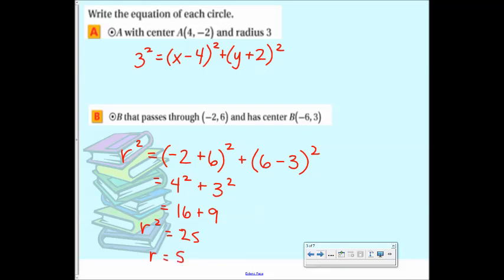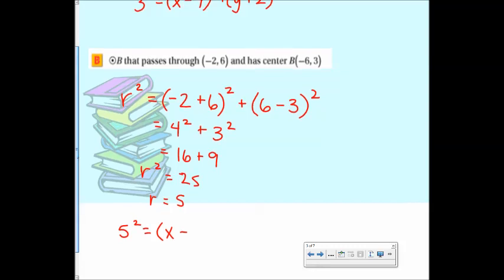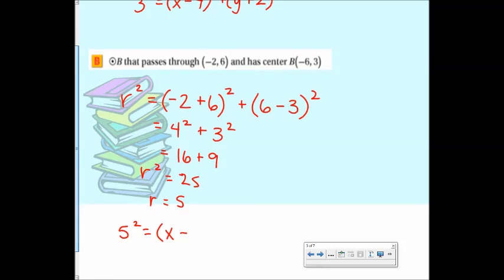Good. So then when I write my equation, I write 5 squared equals x minus, and which one do I use? This one or this one? B. Why B? I have to use the center. Exactly. So I have to use the center, so I'm going to do x minus negative 6, which is actually plus 6 squared, plus y minus 3 squared.